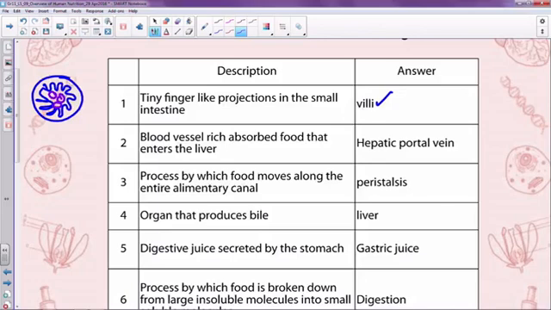Let's look at the next term. Blood vessels rich in absorbed food that enters the liver. So which blood vessel will absorb the food that enters the liver? Okay, and that's the hepatic portal vein.